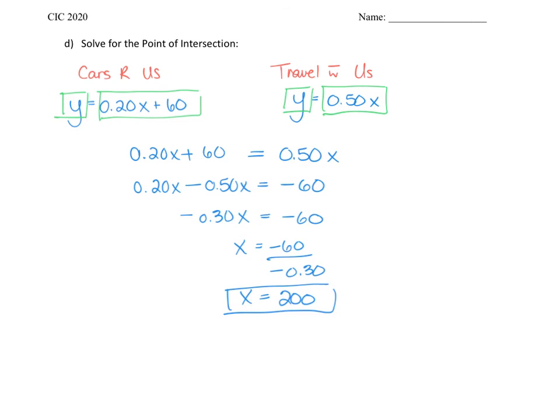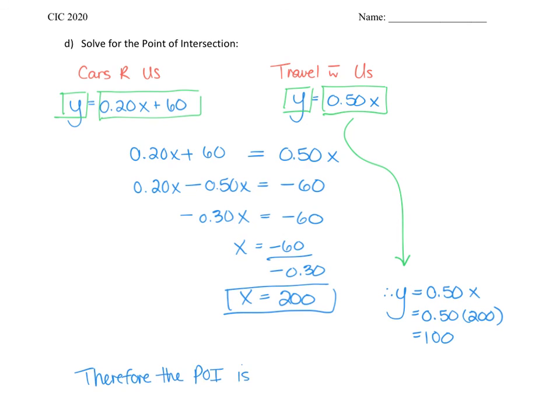And then we can easily get the y value by just using either one of the equations. So y equals 0.50 times x. So 0.50 times 200, which gives us 100. So therefore, the point of intersection is (200, 100), just like we found out on the previous page, but that gives you an idea of how you can look at your work algebraically and sort of try to move forward with this process. Okay, give it a try. Thanks.